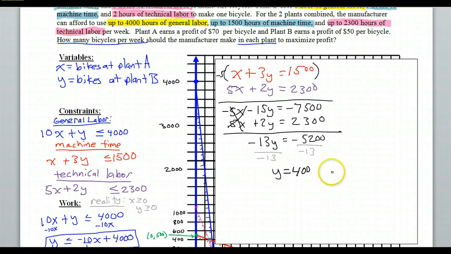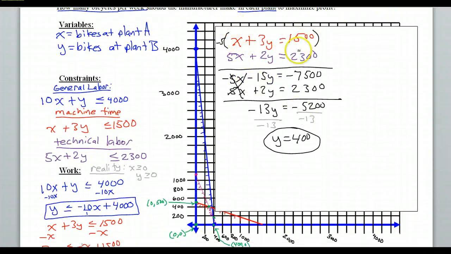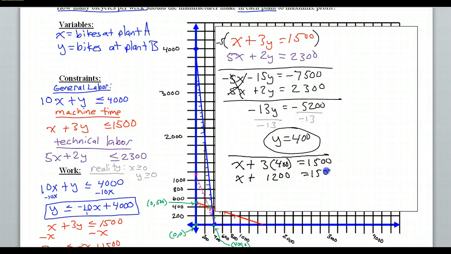Now let's do the x value. For the x value, we can just take this, substitute it back into one of these original equations. I'm going to use the red equation. So if I take this x plus 3y and put in 400, and that's supposed to equal 1,500. Okay, so that's x plus 1,200, subtract. So that's going to give me x equals 300.